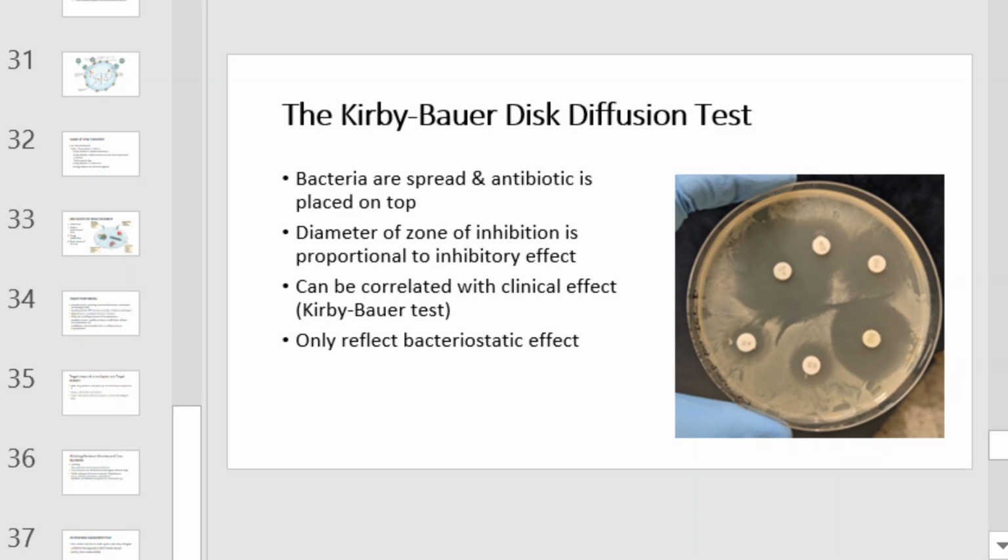The Kirby-Bauer disc diffusion test. In a video prior to this, you learned about the disc diffusion test. In this scenario, microorganisms are exposed to a variety of antimicrobial agents that are infused upon discs placed on a petri dish. The effectiveness of the antimicrobial agent is determined by the zone of inhibition that later develops around each disc.